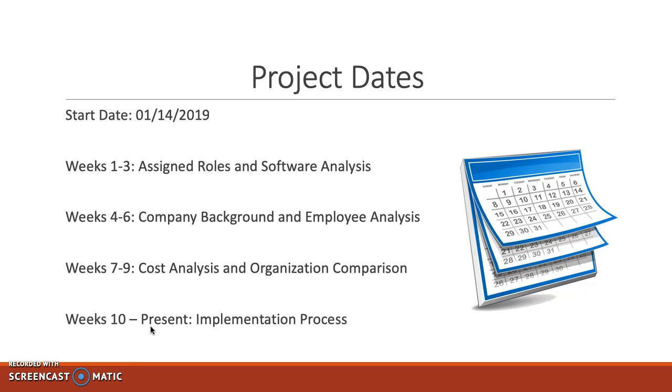Between weeks 4 and 6, we completed our company background and employee analysis. Between weeks 7 and 9, we completed our cost analysis and organization comparison. And between the weeks of 10 and up to today's date, we have completed our implementation process. Now, this does include other tasks that were assigned and have been completed. However, this highlights the key tasks or milestones that we felt were important to ensure that our project was running in the right direction.